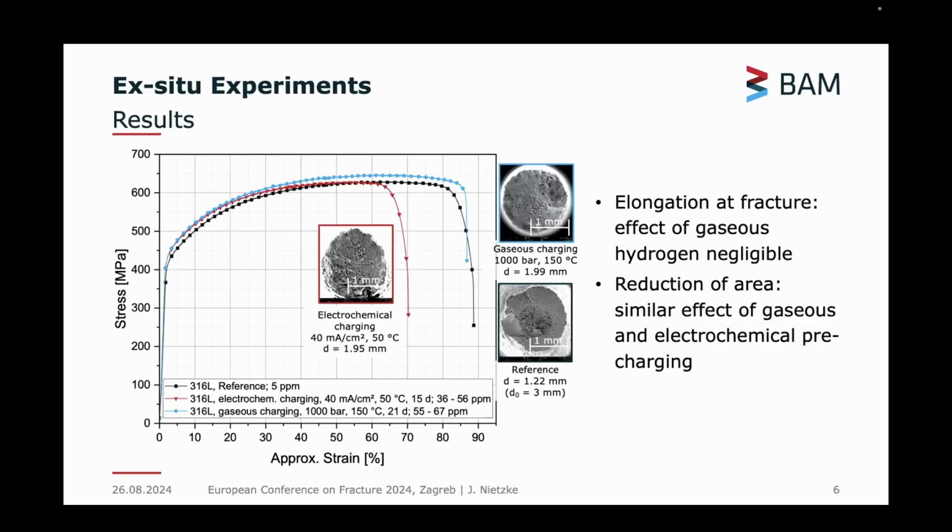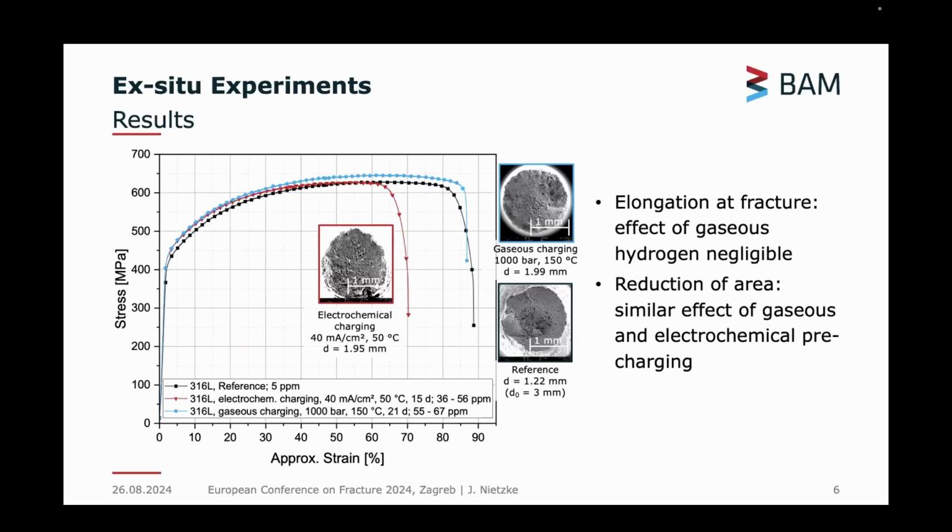So here you can see the results. The black curve is the reference. The blue curve is pre-charged with gaseous hydrogen, and the red one is electrochemically pre-charged. So if you only look on these curves, you see, okay, we have an effect with electrochemical precharging, but we do not really have an effect, so that's not significant with the gaseous precharging.